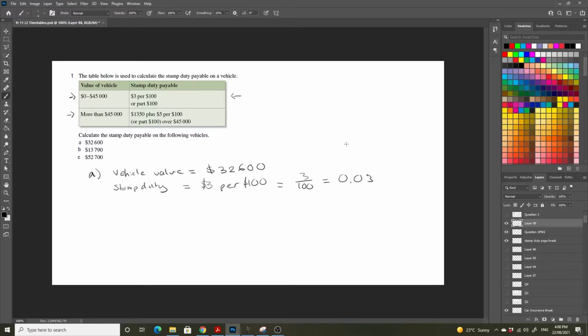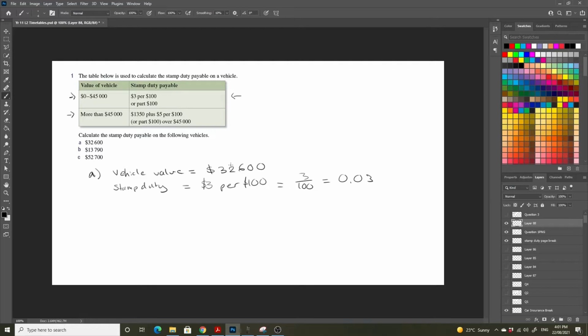It's important to note that the first step in all of these is to work out whether or not the vehicle value you've been given is divisible by 100, or by the denominator of your fraction when it comes to stamp duty. To do that, simply divide it by 100. If it divides evenly, then you don't need to do anything. If it doesn't divide evenly, you need to round up to the nearest 100. It's not like other rounding where if it's a 5 or greater we round up, or if it's less we round down. No matter what fraction of $100 it is, we always round up.